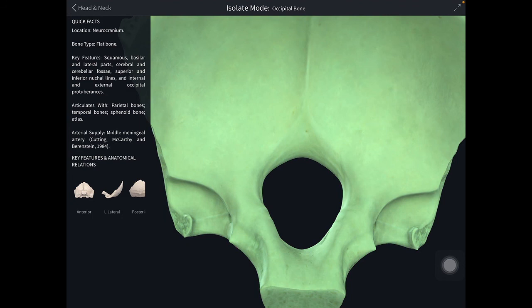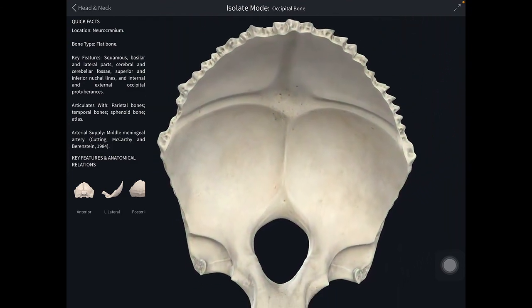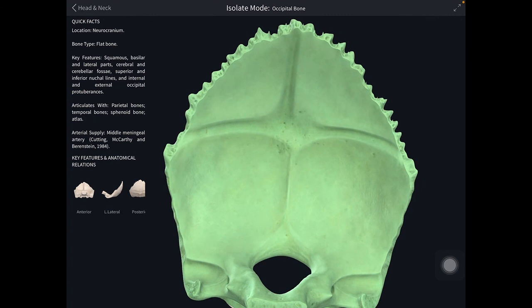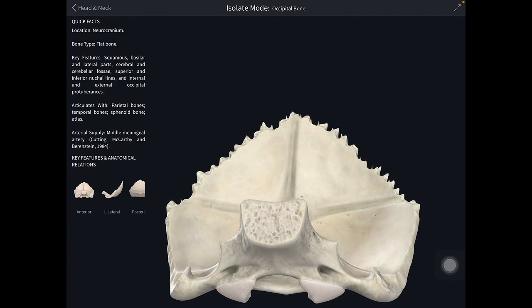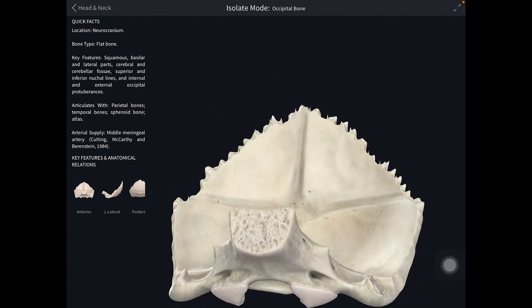So this completes the parts of the occipital bone which we have learnt in great detail. These details will be very useful for medical students, dental students, and also for PG students. The parts we have learnt in detail are the squamous part and the condylar part. So these are the condylar part and these are the basilar part.